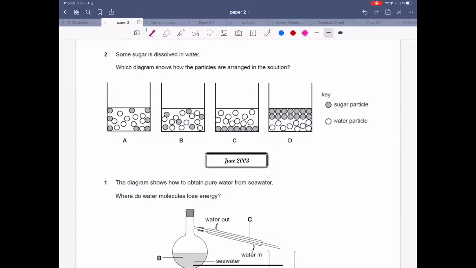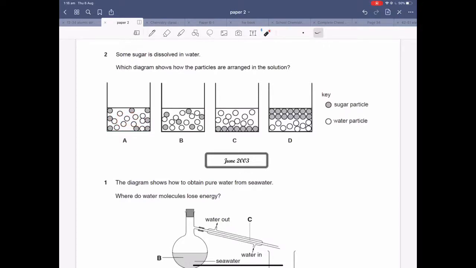Let's do number 2. Some sugar is dissolved in water. Which diagram shows how the particles are arranged in the solution? So sugar is completely soluble in water, so it's going to form a homogeneous solution where the particles are evenly distributed throughout. So you need to look for one where the particles are evenly distributed. Now, the problem with A, if you look, all the sugar particles are along the edges, okay, and the water particles are all in the middle. So that's not even distribution.